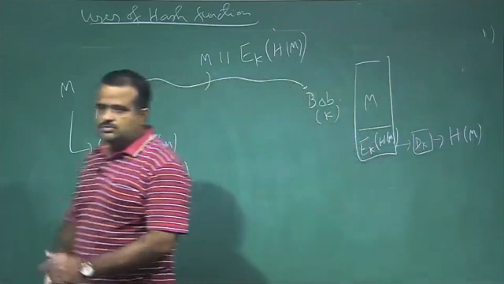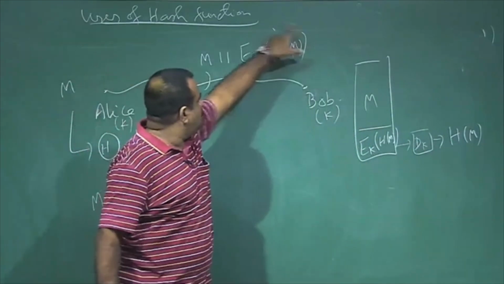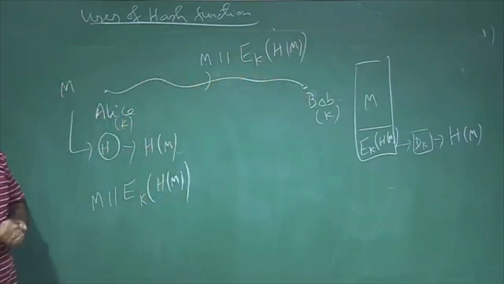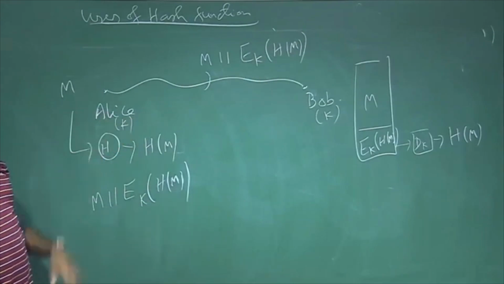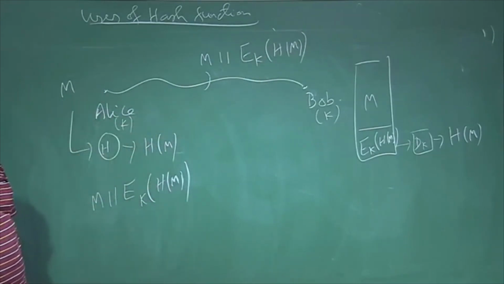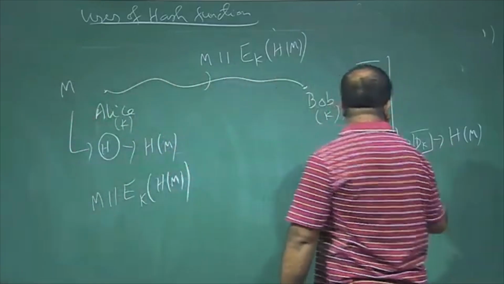Okay. So, Bob has to know the length of the message, because otherwise Bob will not know what ciphertext he has to decrypt. So, the length of the message should be known to Bob. So, it will just decrypt it and get H of M.